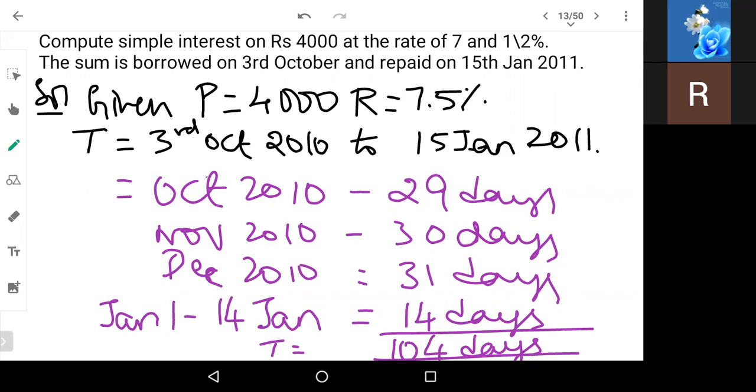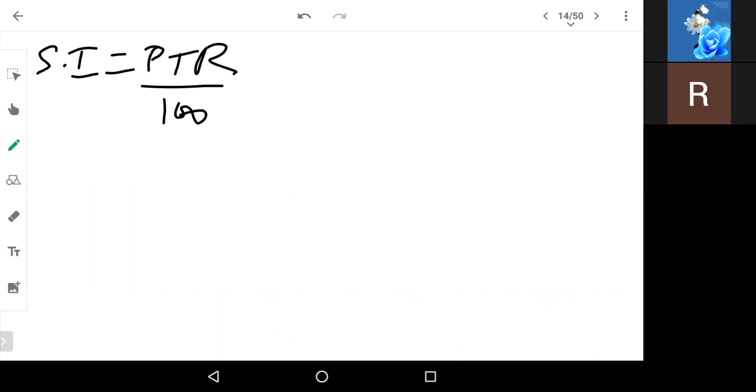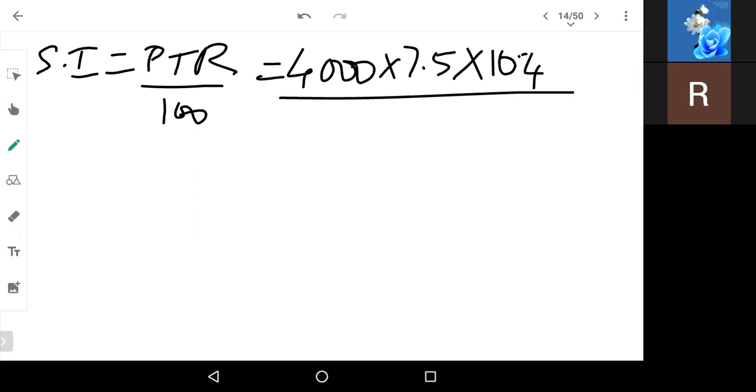Now, whenever you have days, you convert them to years, where you will be dividing by 365. So what will be the time for us? Time is 104 by 365. Yes, converting it into years. Now let us solve simple interest. PTR by 100 is equal to 4000 into 7.5% into 104 divided by 365.